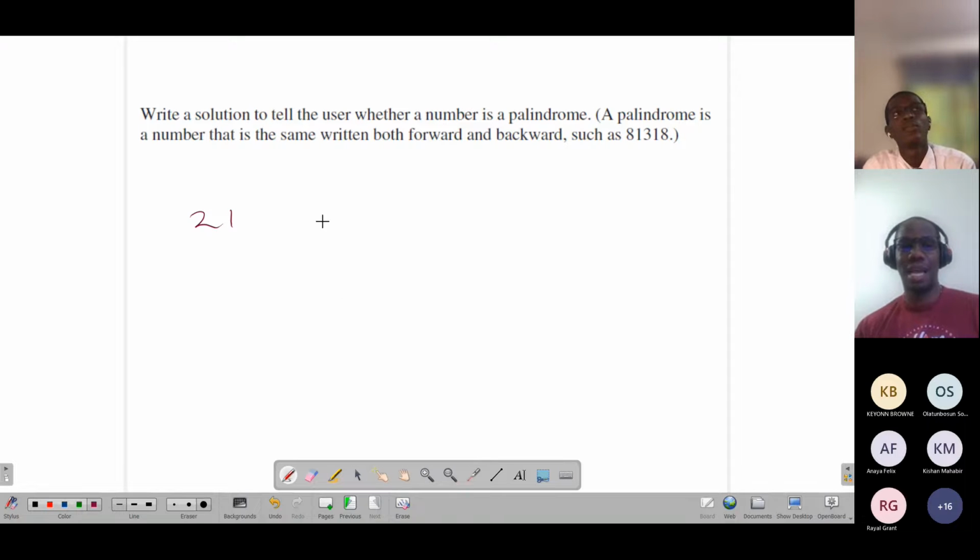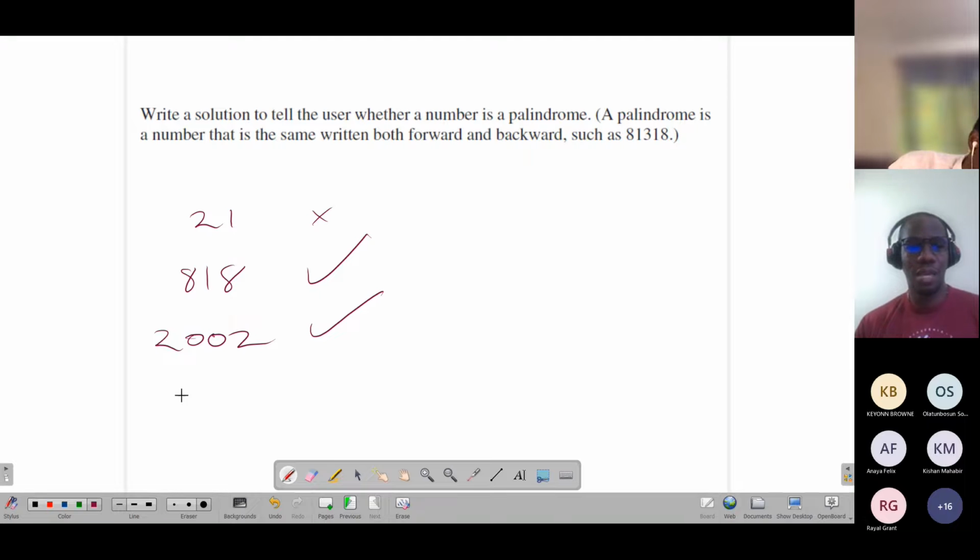I could have a bunch of numbers. 21, is it a palindrome? I look at it. No, it's not a palindrome. I have 818. Is it a palindrome? Yes. I have 2002. Is it a palindrome? Yes. I have 4,537. Is it a palindrome? No. How am I doing this? And I don't want to use arrays. We are not at the point where we are using arrays.